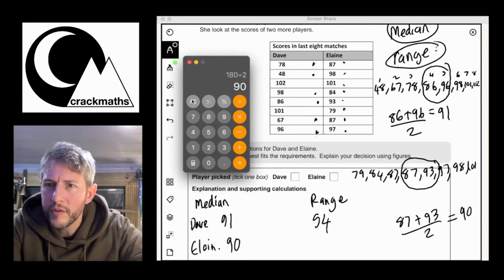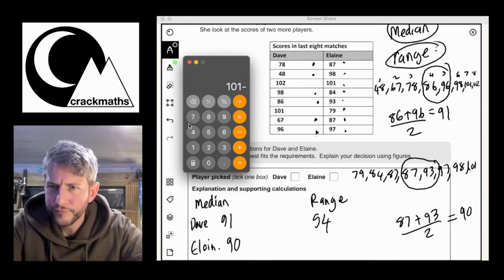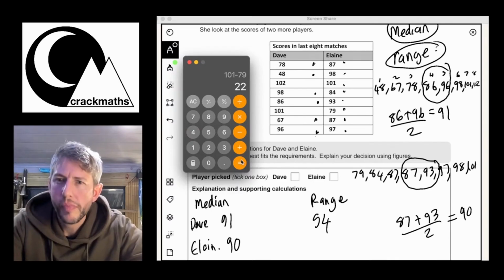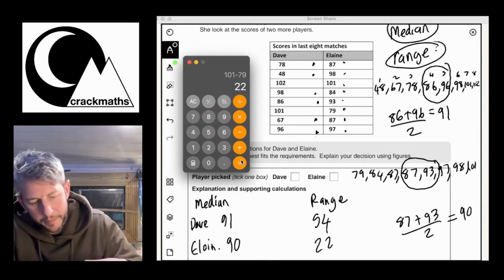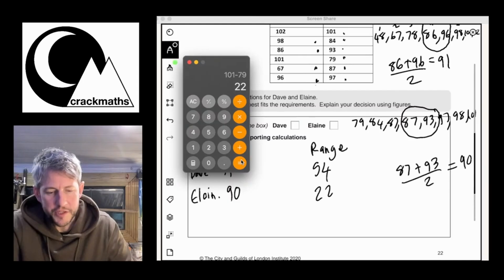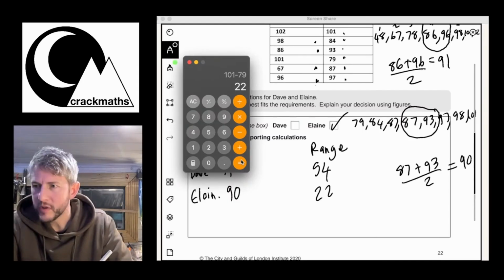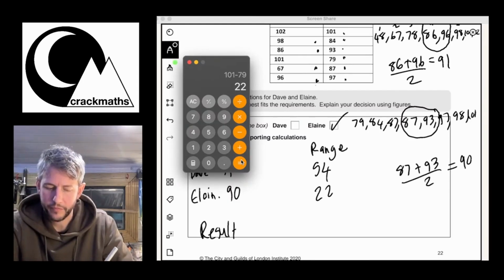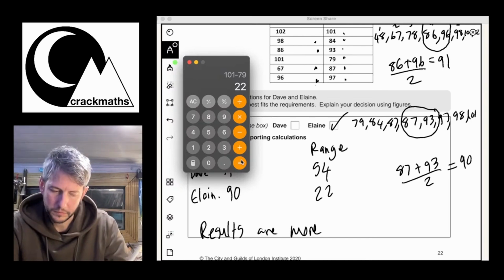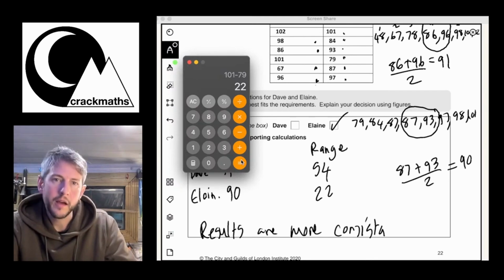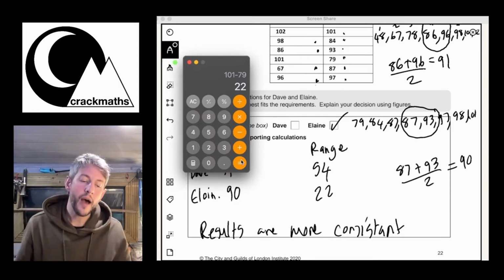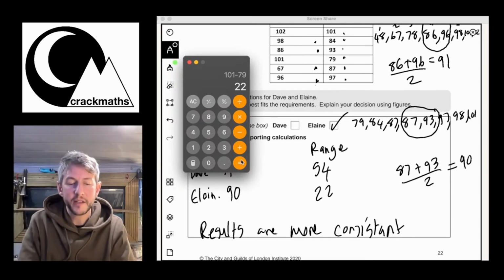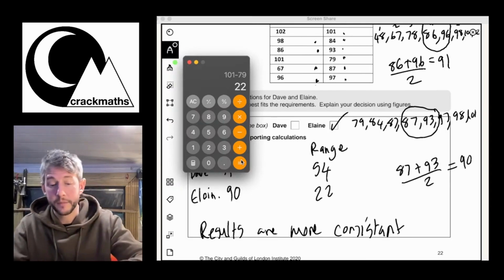Her range goes from 101 down to 79, and this equals 22. Okay, so I think personally she should pick Elaine because her results are more consistent. And that means you can rely on Elaine better. Even though her average is 1 below Dave, I think genuinely she performs better.